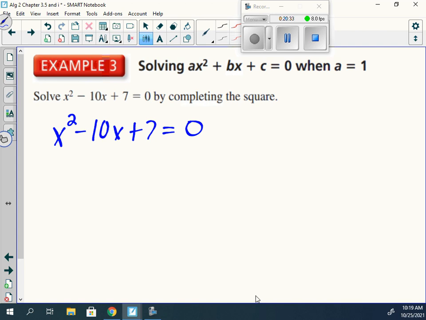Now, on the first one we did, we could see, can I rewrite this as a set of parentheses squared already? If not, we can just move on to the first step, which is saying, is A equal to 1? Yes. Our next step is to get all the constant terms to the other side. So we're going to subtract 7 from both sides. Because we want to remove all the constant terms to the other side, because again, we're turning this polynomial into a perfect square trinomial by adding that number in.